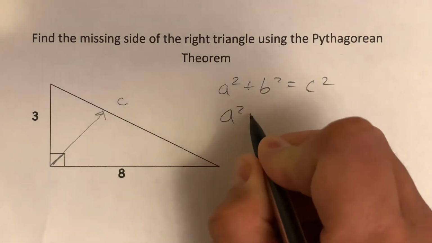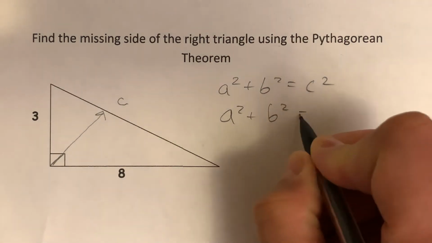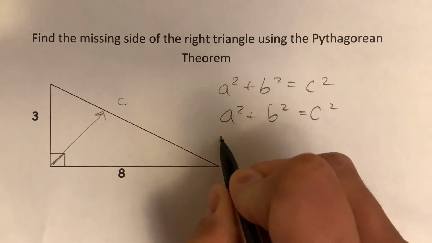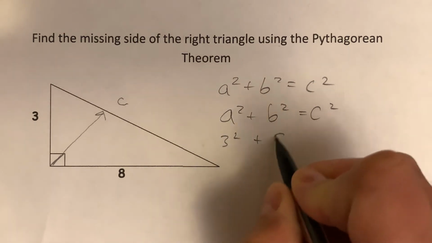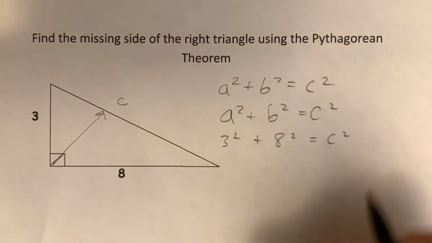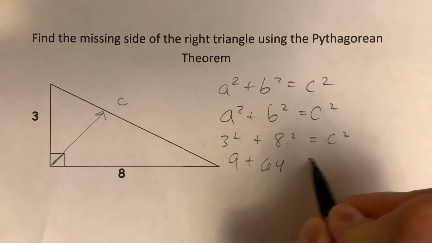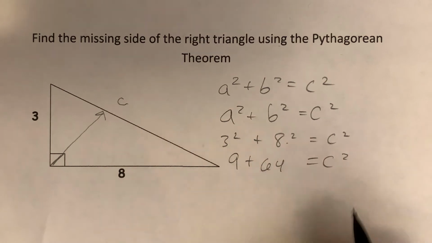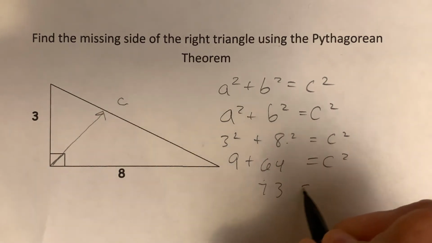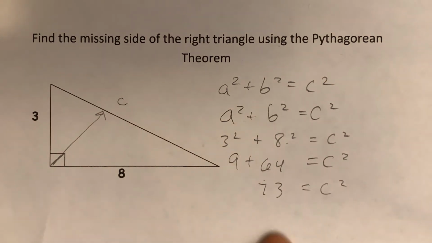So A squared plus B squared. Oh, I already wrote that down, sorry. So A squared is going to be 3 squared plus 8 squared equals c squared. 3 squared is 9. 8 squared is 64. And 9 plus 64 is 73. And now this is not going to be a perfect square.